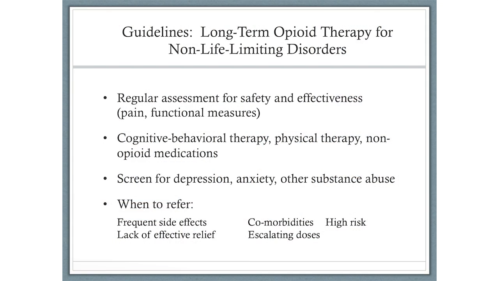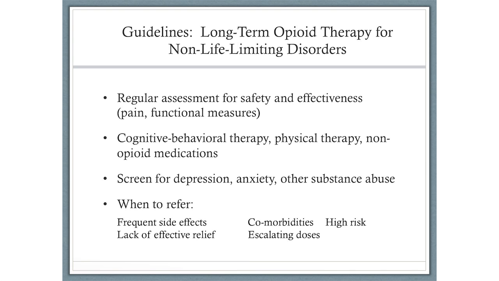So some general guidelines if you decide to use long-term opioid therapy for kids that don't have life-limiting disorders. Regular assessment for safety and effectiveness is key. And effectiveness, for long-term use, isn't really pain scores. It's more functional measures. Are they in school? Are they able to do outside activities and social activities? And it's really important to incorporate non-medication therapies into your overall treatment plan. Cognitive behavioral therapy, physical therapy, non-opioid medications whenever you can. And you need to regularly screen for depression, anxiety, other substance abuse.